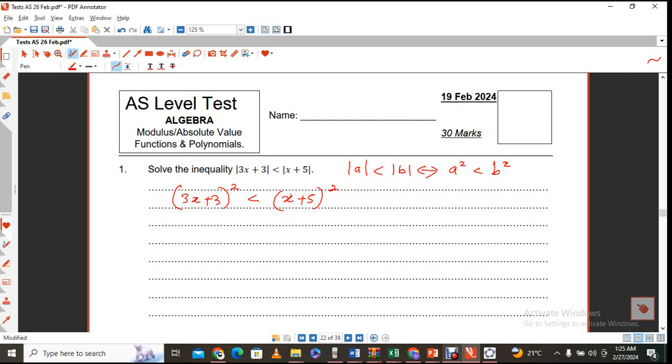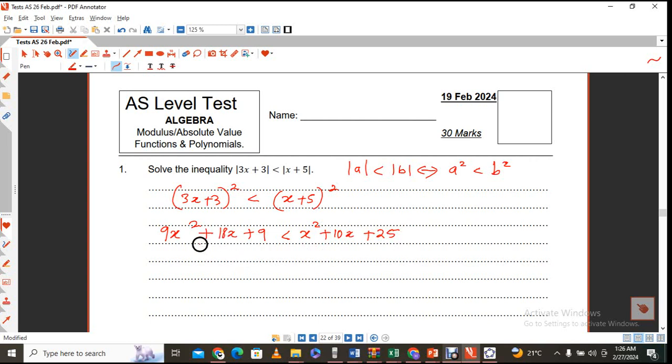Use that fact. By now, I expect you to know how to do binomial expansion. So this one here is 9x squared. You have 9x plus 9x, that will give you 18x, plus 9 should be less than x squared. Double of 5x is 10x, and 5 times 5 is 25.